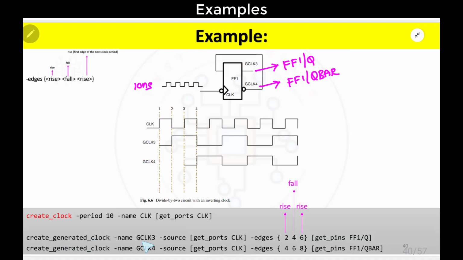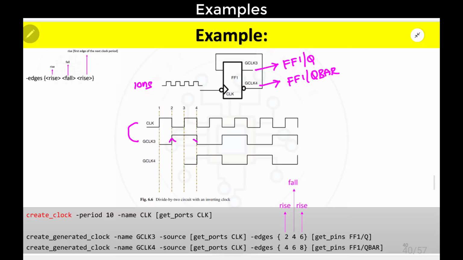So create_generated_clock -name GCLK3 -source coming from clock and -edges. So compare GCLK3 with respect to clock. Here I am getting a rising edge, falling edge, this is rising edge, this is falling edge. So the rising edge is at 2, the falling edge is at 4 and again, somewhere it will be 5, this is 6, so it will be 6. So 2, 4, 6 are the edges. 2, 4, 6 rise, fall, rise, and get_pins flip flop 1 Q.